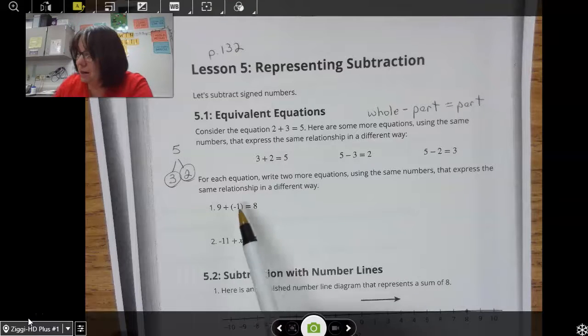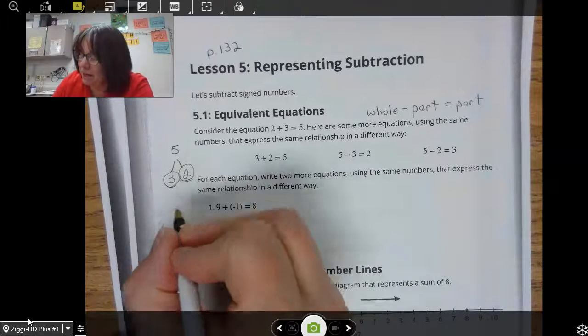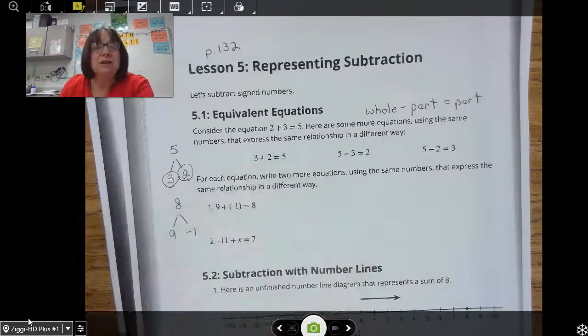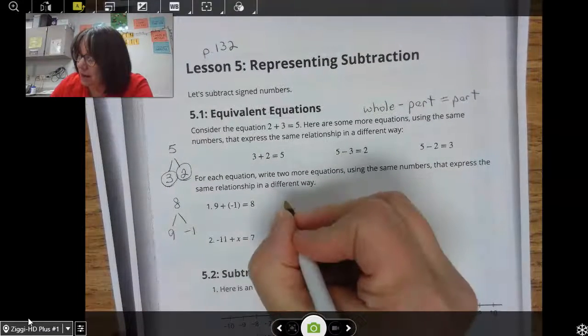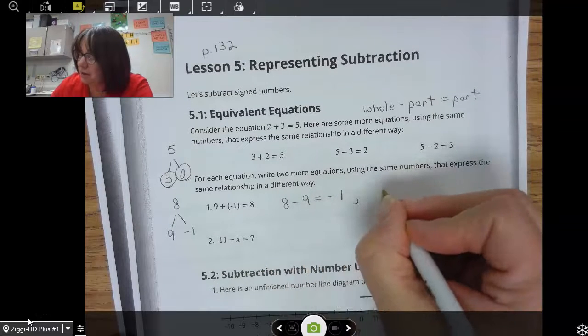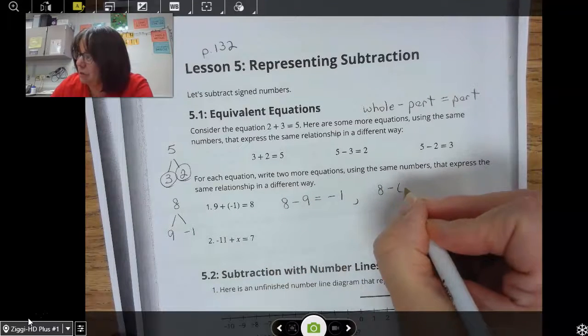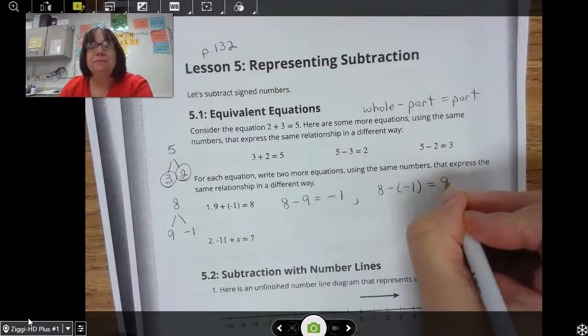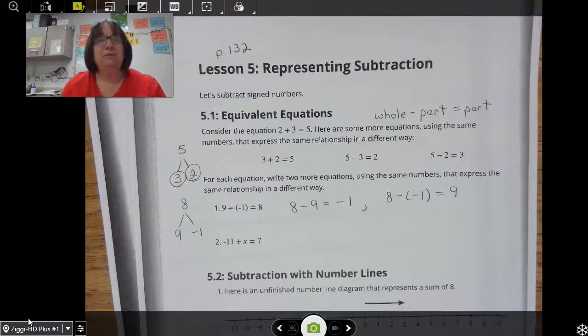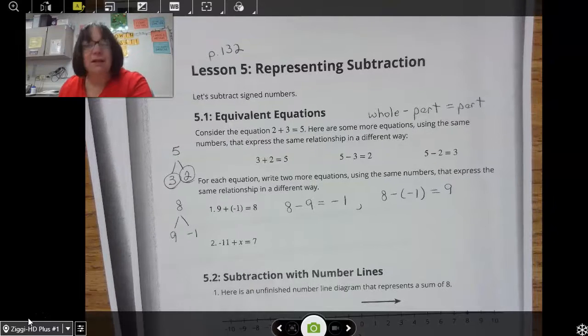So number 1, if I look at the number bond, my whole is 8. It is made up of the parts 9 and negative 1. So I could write over here 8 minus 9 is negative 1, or I could say 8 minus a negative 1 is 9. Okay, same relationship there with those 3 numbers. So now you try the next one.